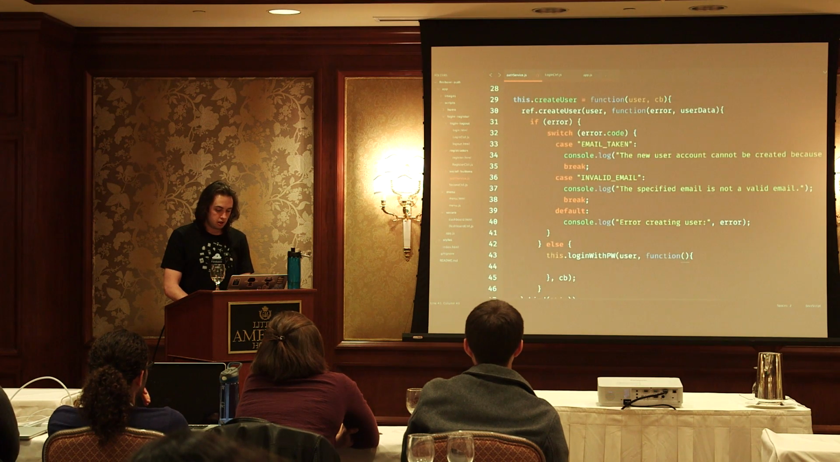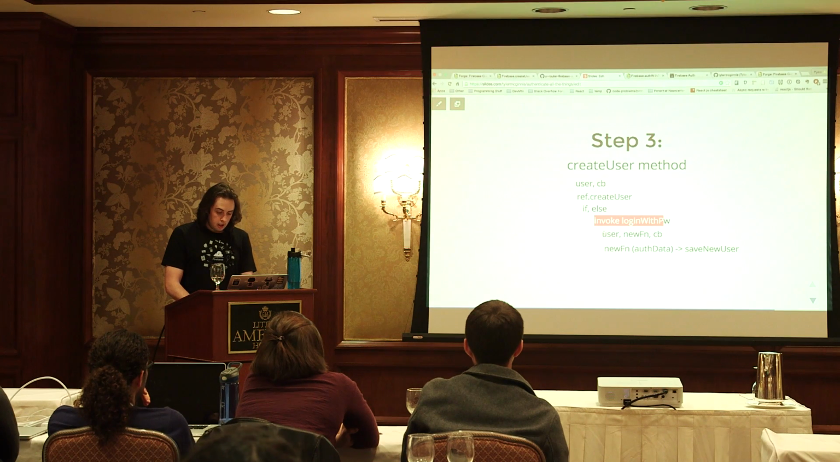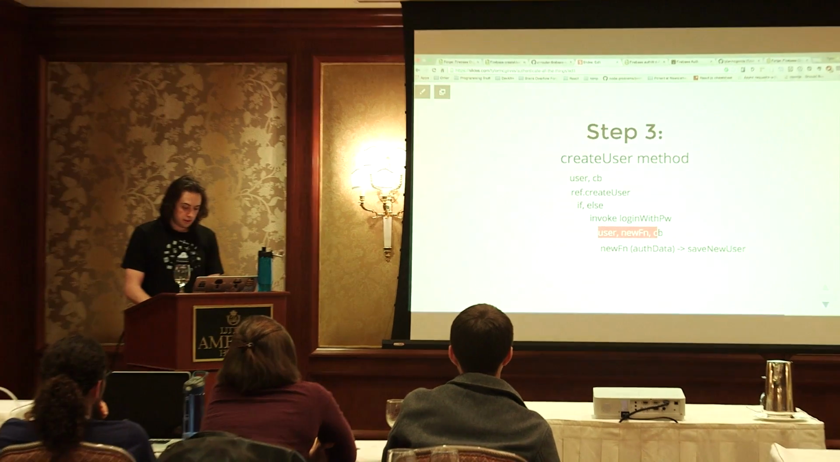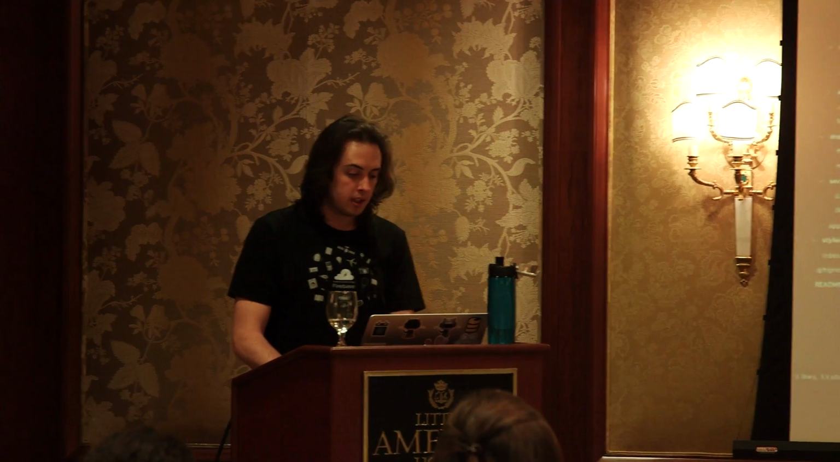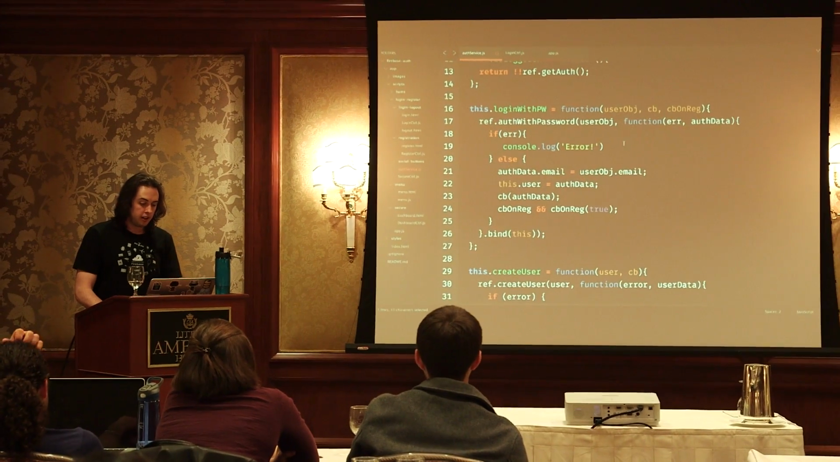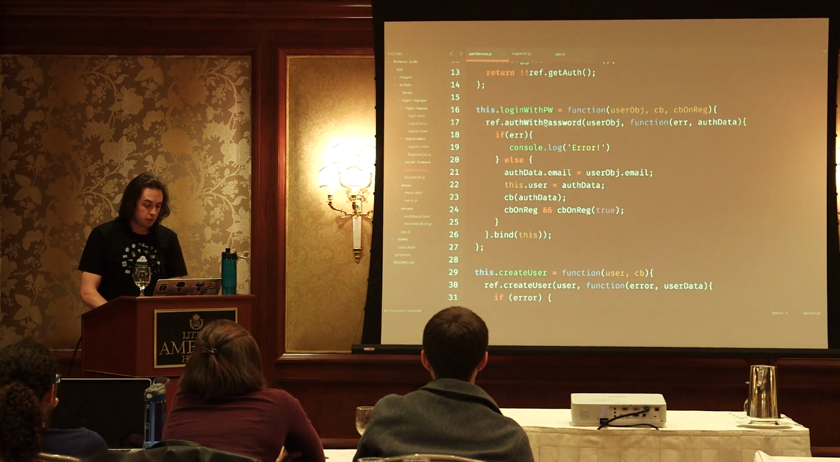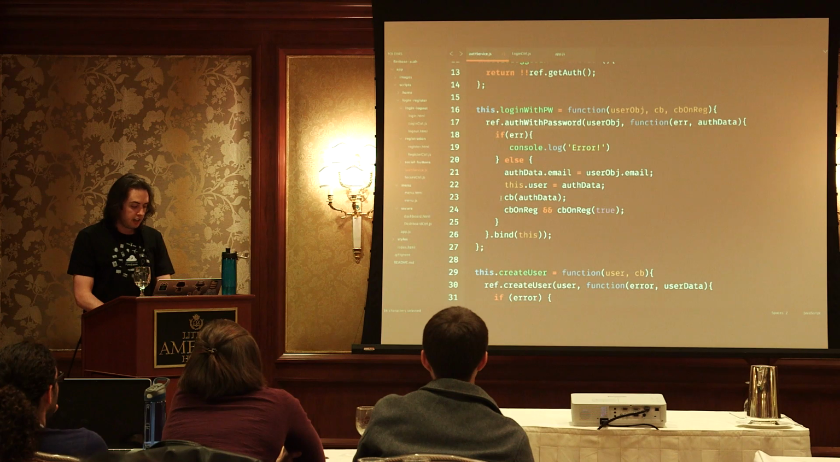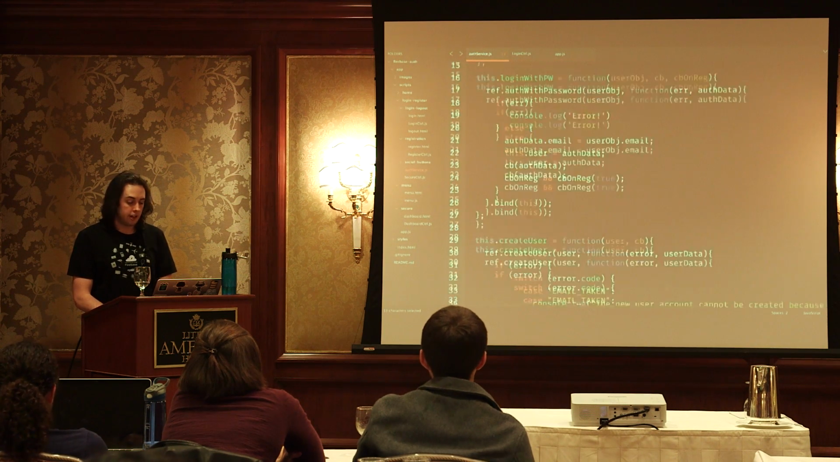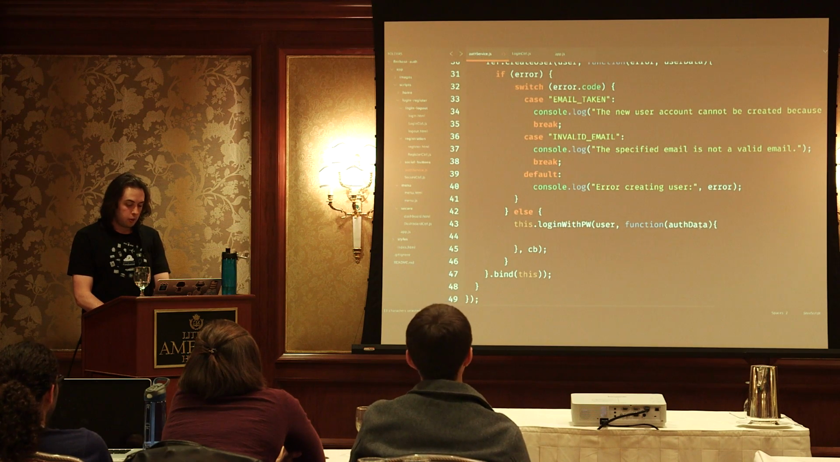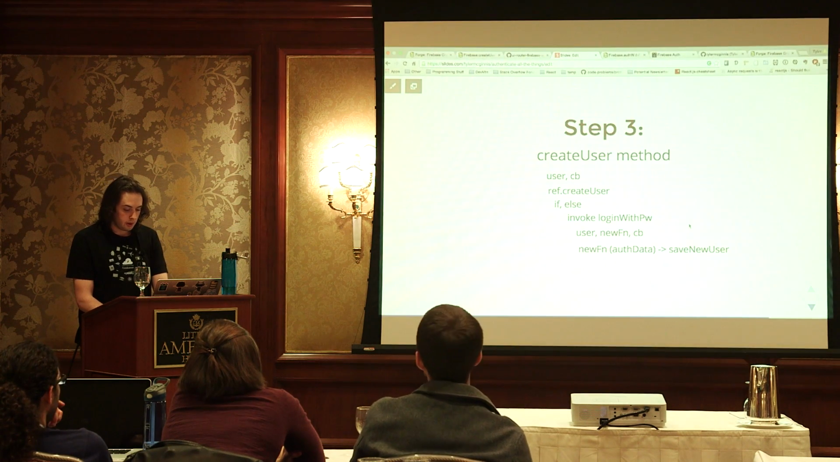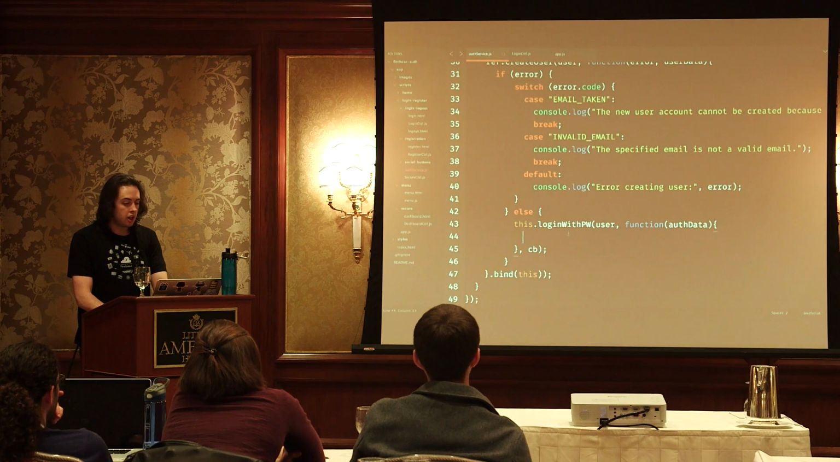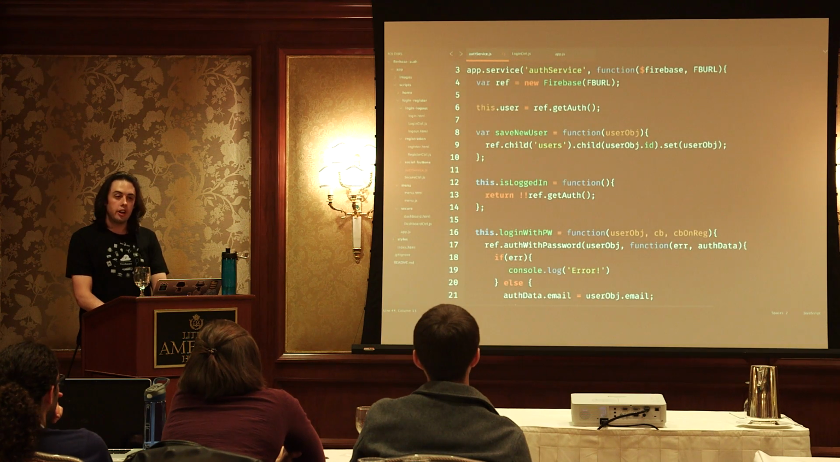All right. So we invoke it, pass it those three things. This new function, if we follow this rabbit hole, when we call login with password, that throws us up here. We do auth with password, which logs us into Firebase. Then we invoke the function we passed in, passing it that authenticated data. So here we have access to auth data. And what we're going to do now is call our save new user function, which we created earlier.